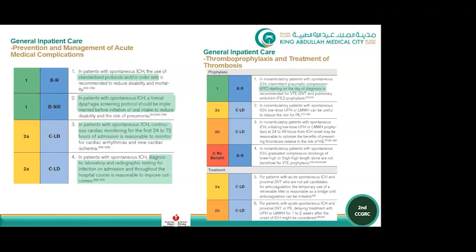And DVT prophylaxis in the form of intermittent pneumatic compression should be started from day one of the diagnosis. And then low molecular weight or unfractionated heparin prophylactic doses can be started at 24 to 48 hours. And they strongly recommend against the use of compression stockings alone.